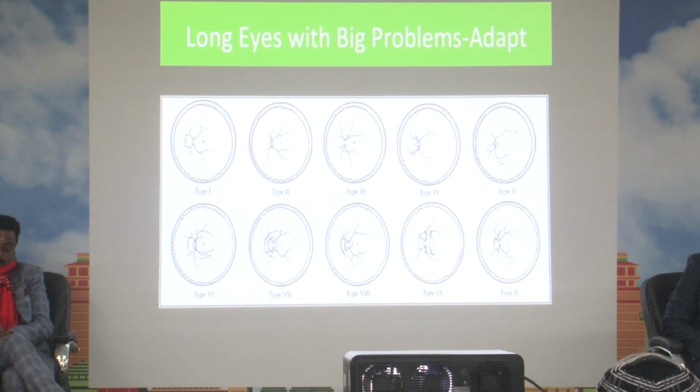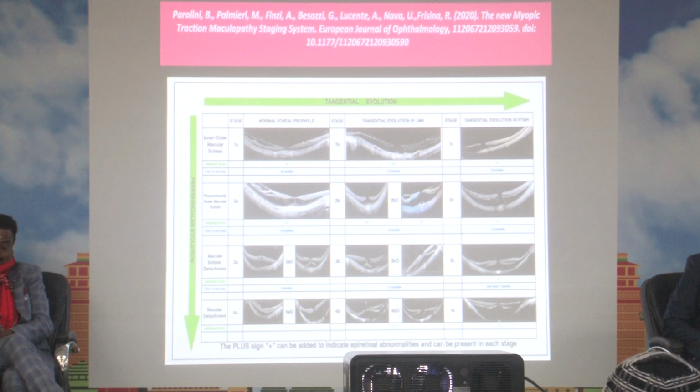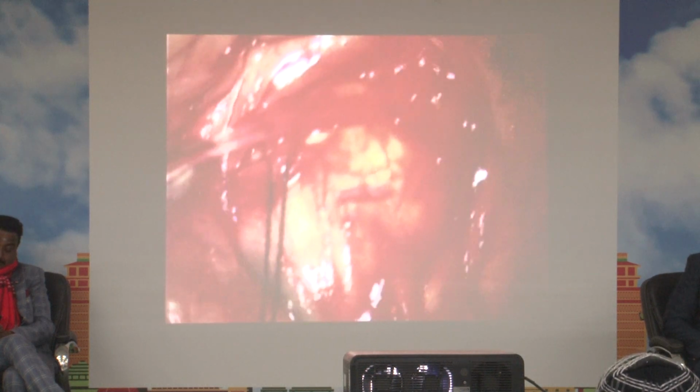Now, we all encounter long eyes, patients who have MTMs, and they pose a different challenge. There is a wonderful classification given by Dr. Parolini and group, in which they have classified the tangential as well as the vertical forces and where they are balancing. And once you feel that the vertical forces are outweighing the tangential forces, there you have to go and negate those vertical forces. And here comes the role of macular buckling.